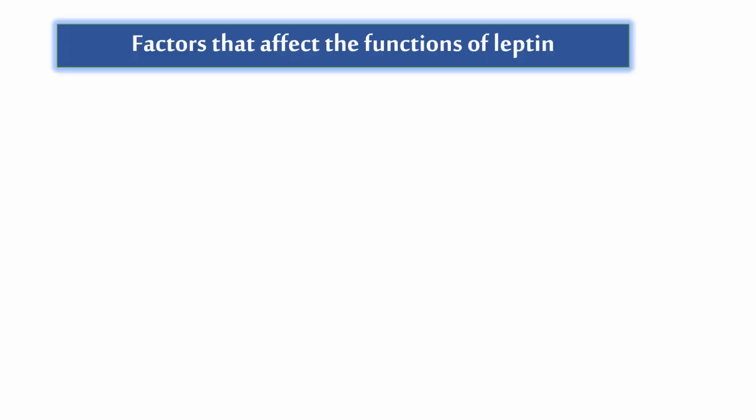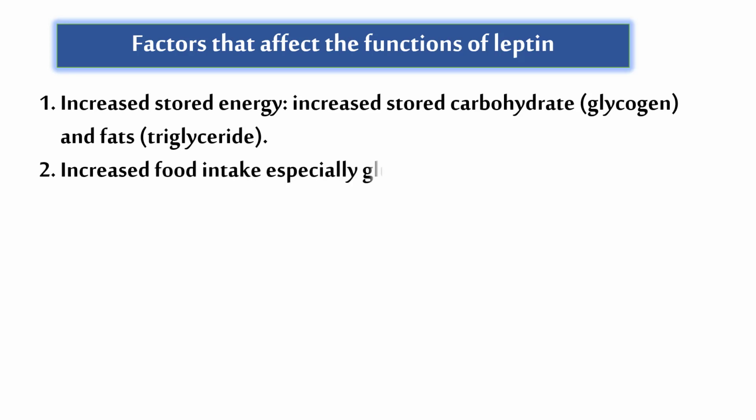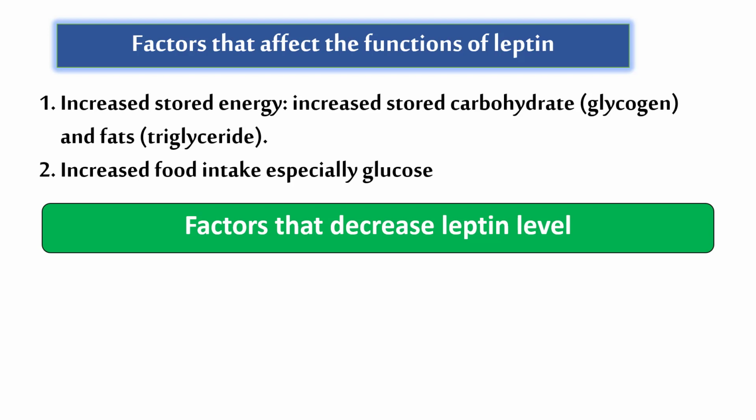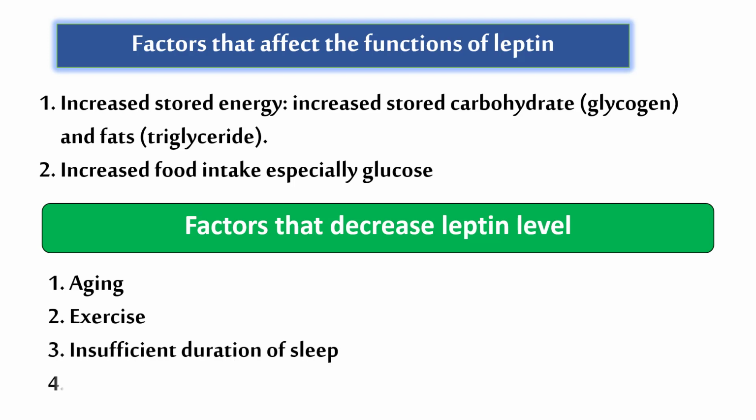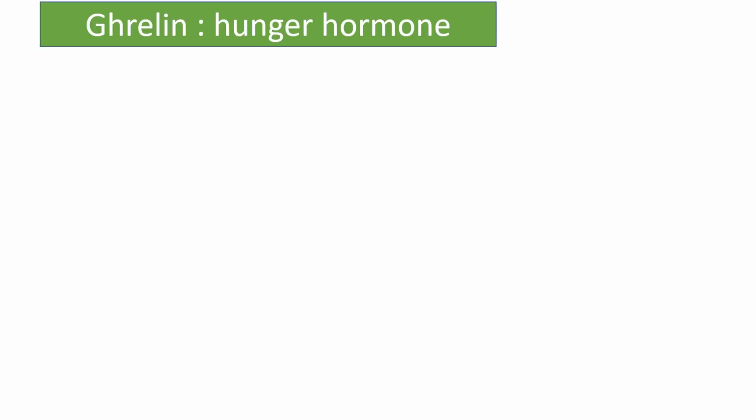The factors that affect the functions of leptin are increased stored energy. Increased stored carbohydrates like glycogen and fats like triglycerides will affect the function of leptin. As we said, the more the fat mass, the more the leptin in the blood. Increased food intake, especially glucose. Factors that decrease leptin level. Leptin level will decrease by aging, exercise, insufficient duration of sleep, and gender, since females have a higher level than males.